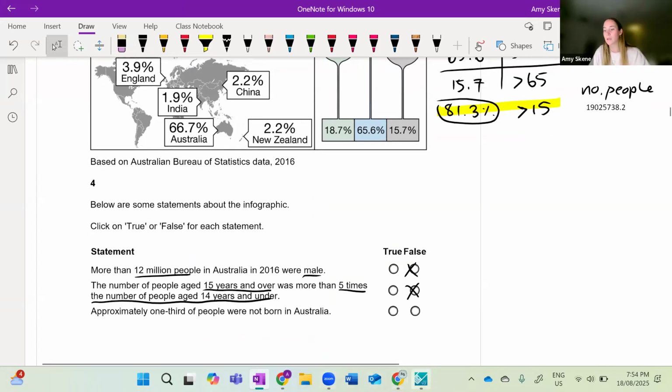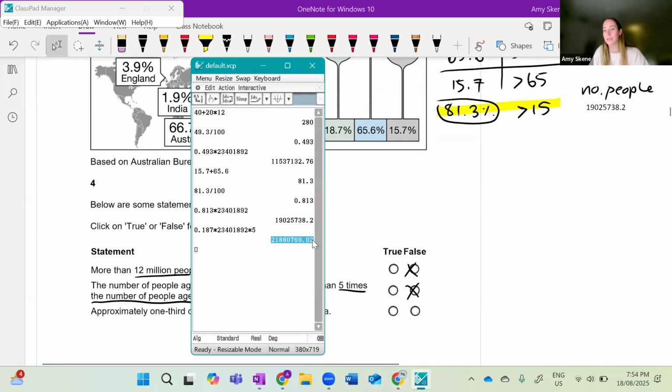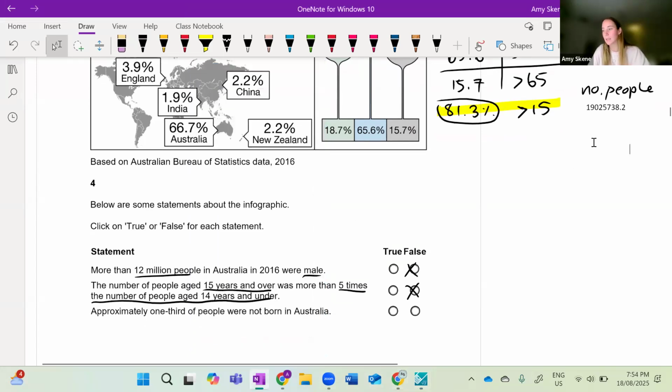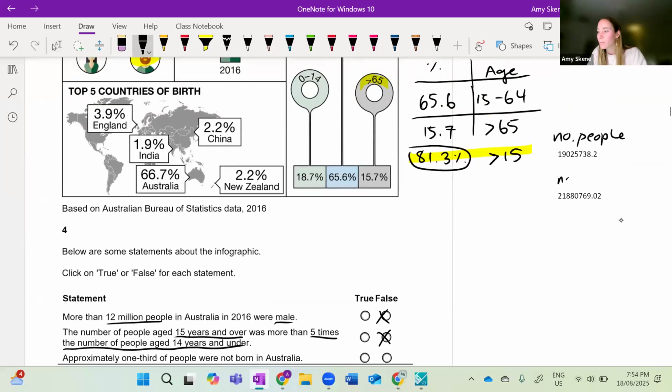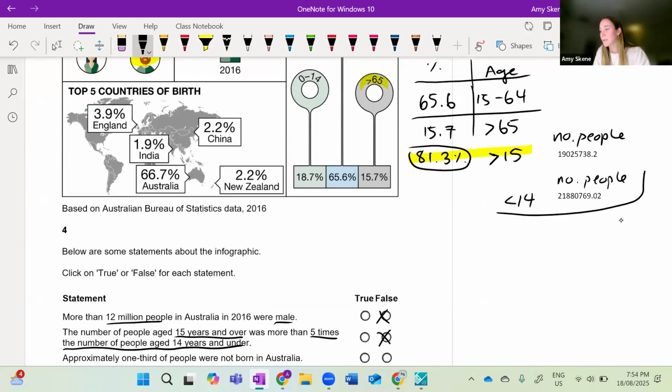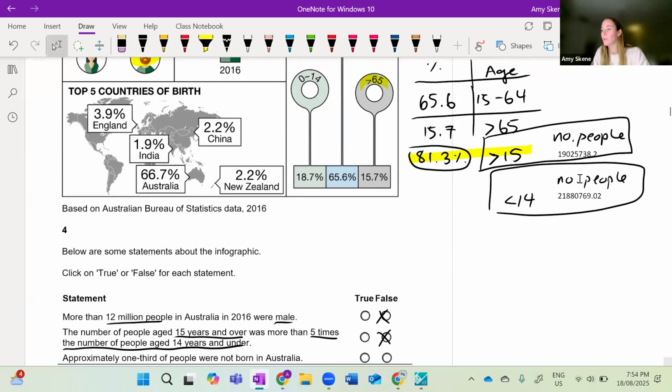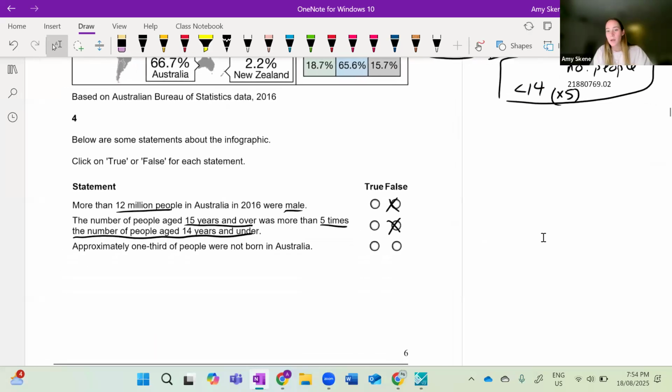If I actually just put it next to one another so you could see that, I'm going to copy and paste it here. So the number of people for under 14-year-olds is here, and the number of people over 15 is here. So that value, number of people under 14, is multiplied by 5, keeping that in mind. So I'll put it in brackets there.